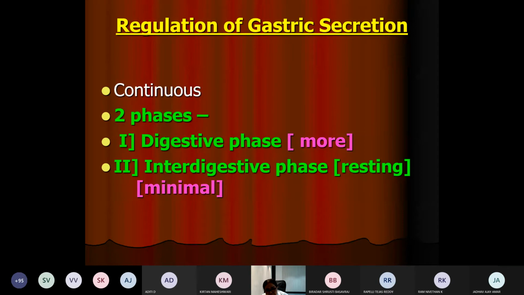So regulation is very important. Usually they will ask composition, regulation of gastric secretion and applied physiology. Applied physiology itself is a separate question, it will come. But sometimes they will add a note on peptic ulcer. Composition, regulation, add a note on peptic ulcer. This is regulation of gastric secretion, continuous. It has two phases: one is the digestive phase, then the interdigestive phase, that is resting or minimal.